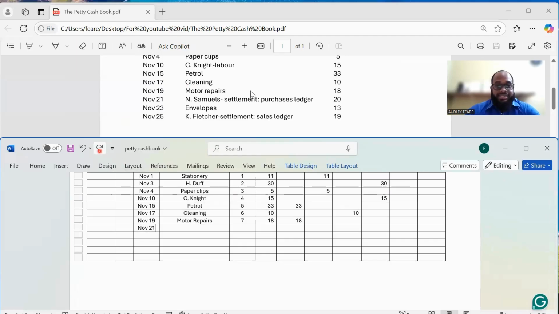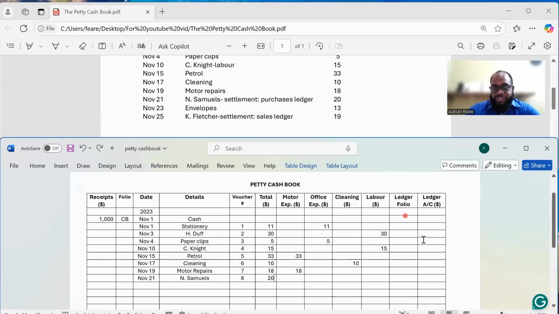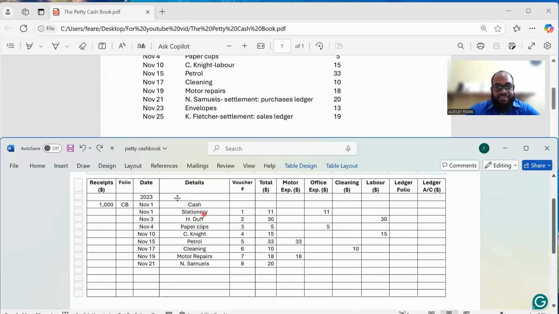November 21, N. Samuels, settlement, purchases ledger. So we put the name N. Samuels. We continue with the voucher number. The total is 20. It says purchases ledger. So we know we're going to go to the ledger account. And for the ledger folio, we would have PL. So it's pretty straightforward. It's a given. And we continue like this.